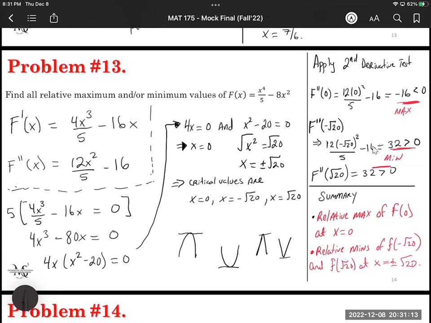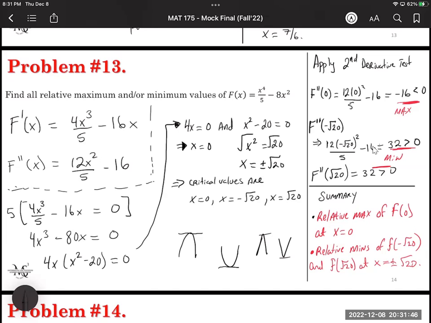Anybody else? Any questions? Oh, also, instead of f of 0, is f of x at x equals 0 the same thing, or f of x at x equals positive or negative square root of 20? Is that the same answer? No, because then x technically could be any value, right? You want to say x is specifically. I can see your point there, but it's probably better just to write f of 0, f of negative square root of 20, and f of square root of 20. Okay.